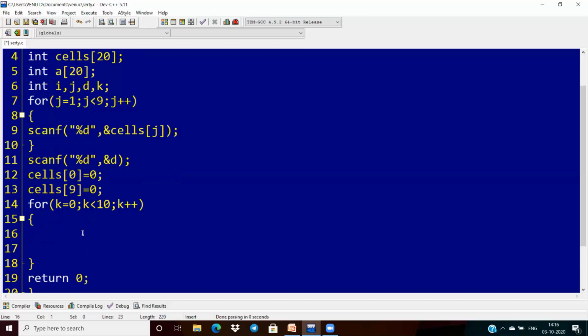Now I have to store each and every value of cells in the array. I have to use this array and make changes to the cells. That's all. Using this array, based on the neighbors, I am modifying the cell values. Now after this, what am I doing here?